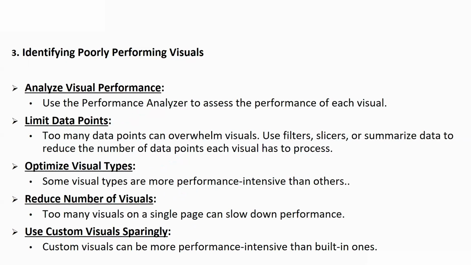So these are the things you can do to identify poorly performing measures, relationships, and visuals. Identifying and addressing these performance issues in Power BI involves careful examination of measures, relationships, and visuals. Using tools like performance analyzer, simplifying DAX formulas, optimizing relationships, and managing visuals can significantly enhance report performance. By following the best practices and regularly monitoring the performance, you can ensure that your Power BI report remains responsive and user friendly, providing a better experience to all the users.